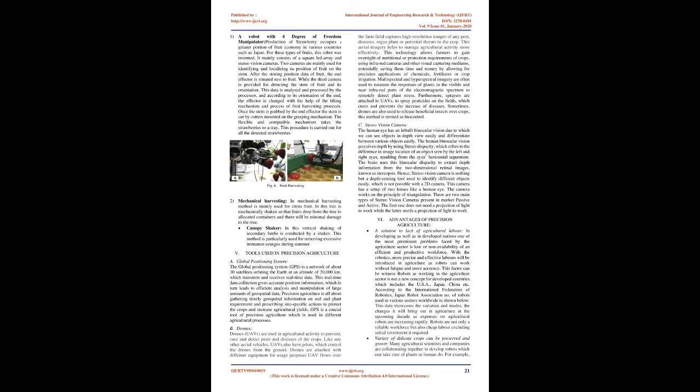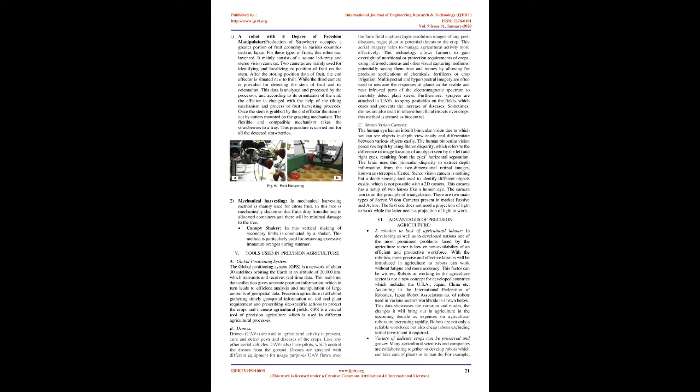C. Stereo vision camera. The human eye has an inbuilt binocular vision due to which we can see objects in depth view easily and differentiate between various objects easily. The human binocular vision perceives depth by using stereo disparity, which refers to the difference in image location of an object seen by the left and right eyes, resulting from the eyes' horizontal separation. The brain uses this binocular disparity to extract depth information from the two-dimensional retinal images, known as stereopsis.